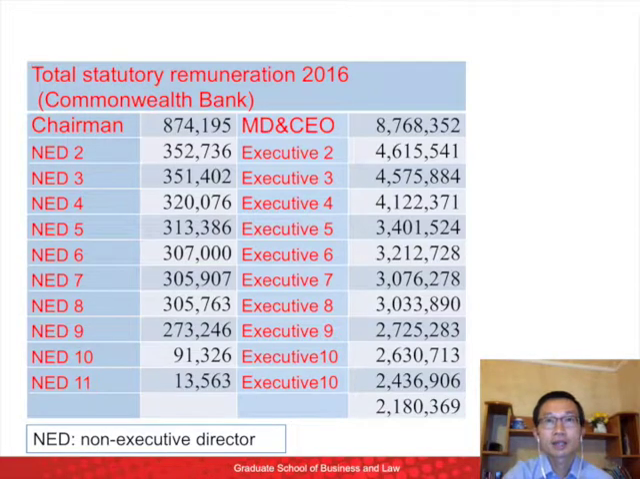In the following two slides, I will use the Commonwealth Bank as an example to illustrate the remuneration of directors and executives. The data is available from the Commonwealth Bank's annual report in 2016. Here we can see the total remuneration of the board and executives. If we compare the second and the fourth column, we can see the executives' remuneration is much larger than those of the non-executive directors, about 10 times larger. Therefore, it may be misleading if you mix the executives' and non-executives' remuneration.